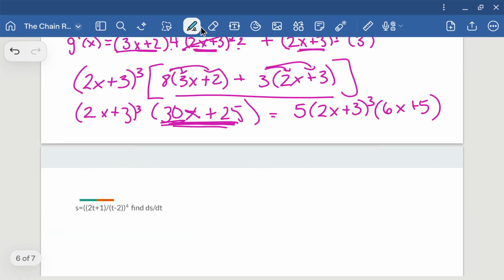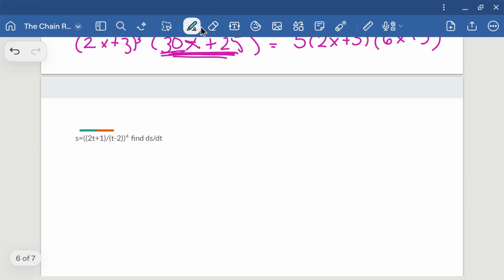One more example here is finding the derivative when you're dividing. So just to rewrite this question here, it is (2t plus 1) divided by (t minus 2), and this is all to the power of 4. So writing the derivative like this is just the notation. It's just another way of saying the same thing.